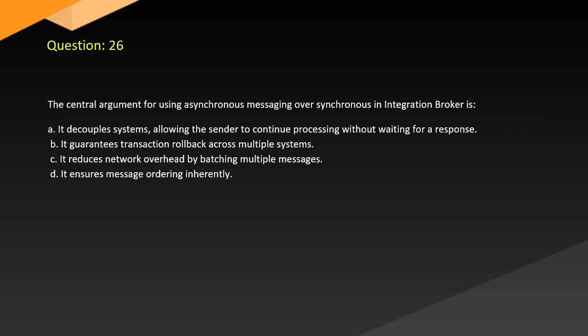Question 26. The central argument for using asynchronous messaging over synchronous in Integration Broker is: A. It decouples systems, allowing the sender to continue processing without waiting for a response. B. It guarantees transaction rollback across multiple systems. C. It reduces network overhead by batching multiple messages. D. It ensures message ordering inherently.